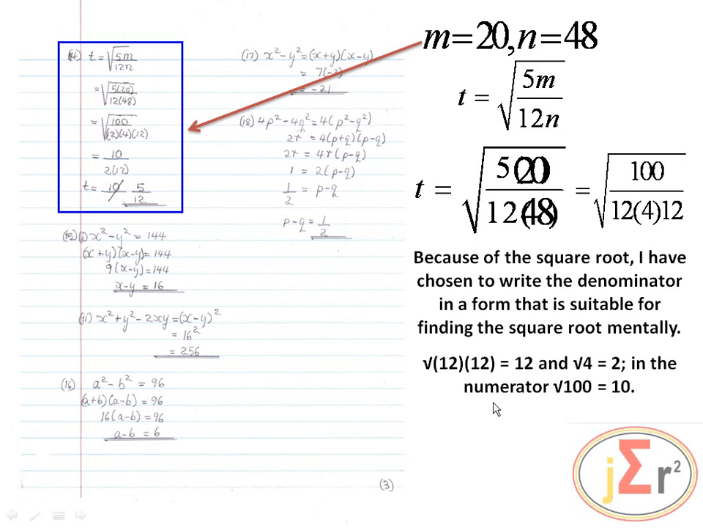And in the numerator, we have 100. The square root of 100 is equal to 10. Therefore, we have square root of 100 is 10. Square root of 12 times 12 is 12. And the square root of 4 is 2.